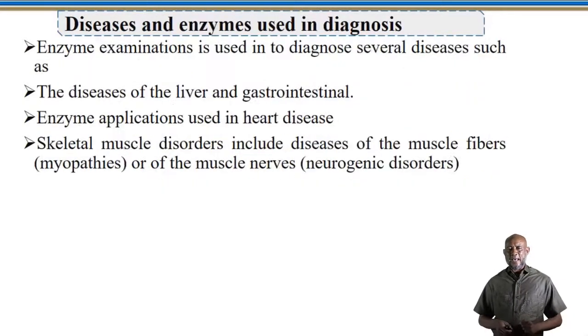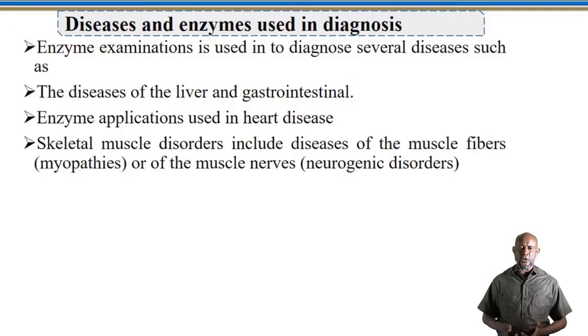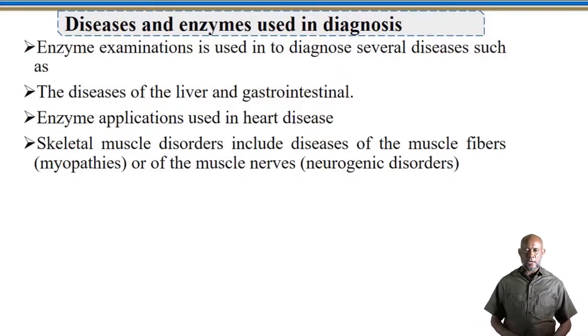Diseases and enzymes used in diagnosis. Enzyme examination is used to diagnose several diseases such as diseases of the liver and gastrointestinal tract. Enzyme applications are also used in heart disease and skeletal muscle disorders, including diseases of the muscle fiber, known as myopathies, or of the muscle nerve, the neurogenic disorders. All are diagnosed by using enzymes.